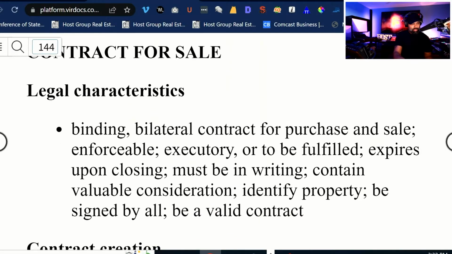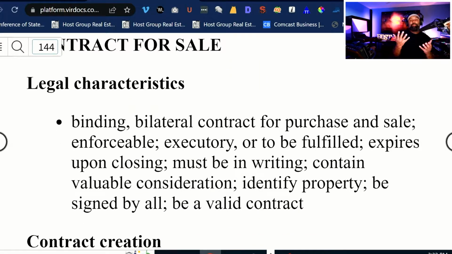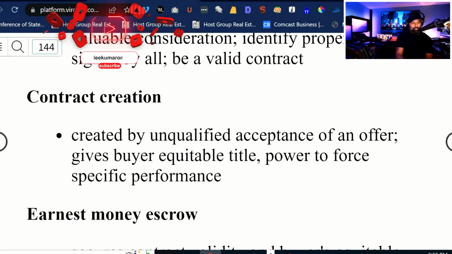Some of the legal characteristics we learned about was the document has to be binding, right? It's a binding contract, bilateral contract, which means a minimum of 2 promises for the purchase and sales. It is enforceable. Executory means that it hasn't been fully performed or it has to be fulfilled. All right. Executed means it's been fully fulfilled. Expires upon closing, must be in writing, contains valuable consideration, and identifies the property, be signed by all parties in order to be a valid contract.